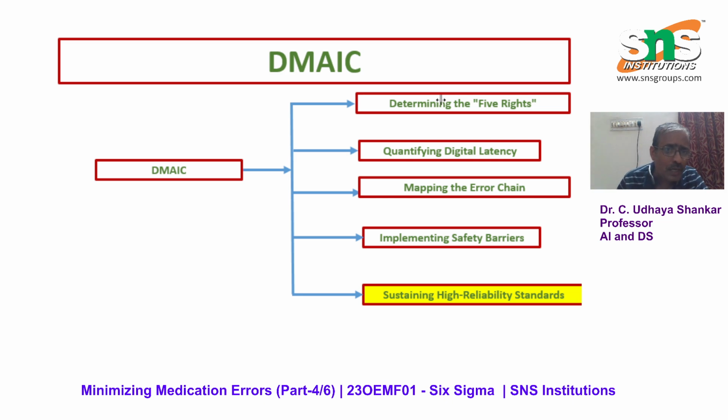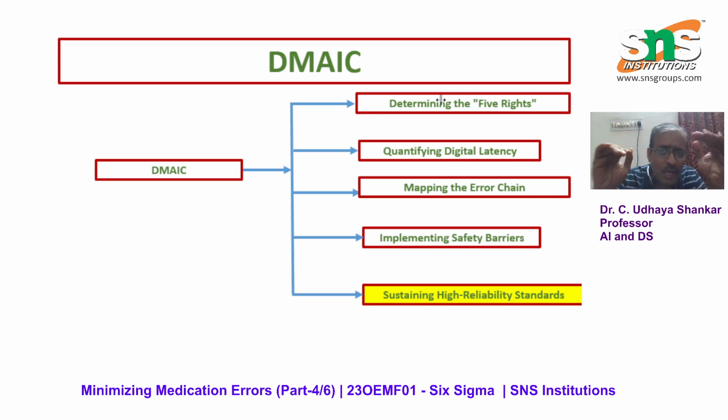So the control phase is actually the vital thing, because it ensures that new safety protocols do not degrade over time. It's a very important thing. Next is statistical process control, in short called SPC charts. The SPC charts are used to monitor the medication error rates continuously.